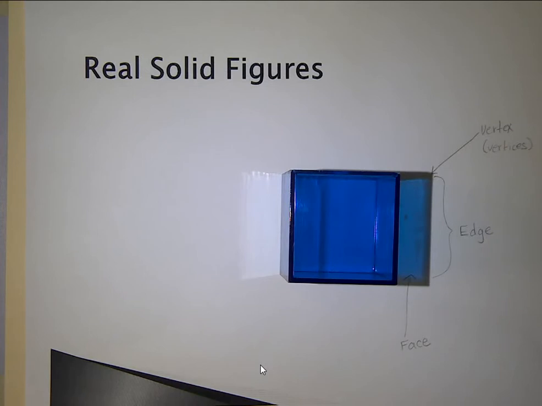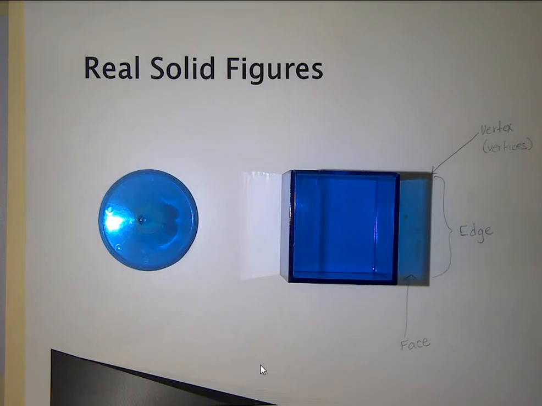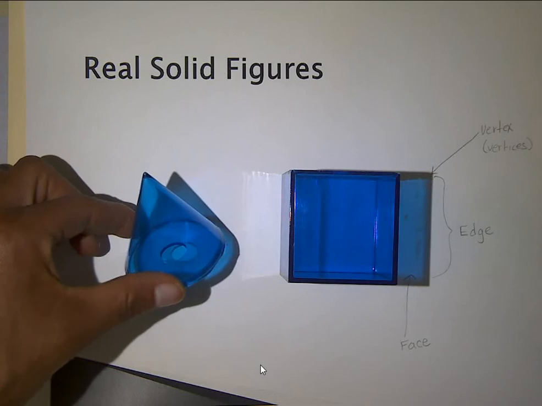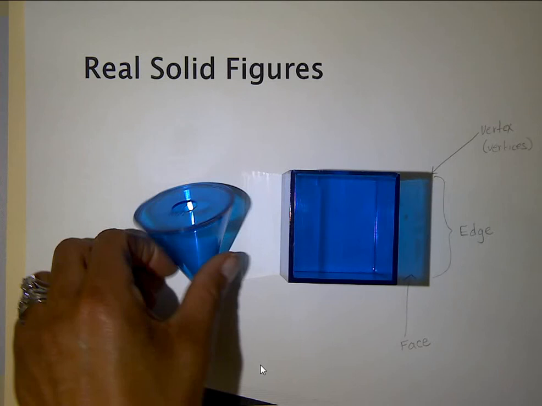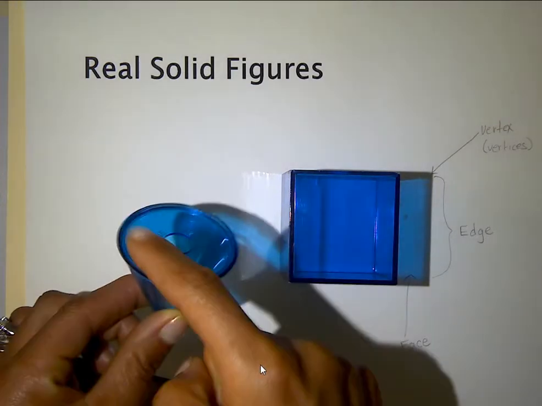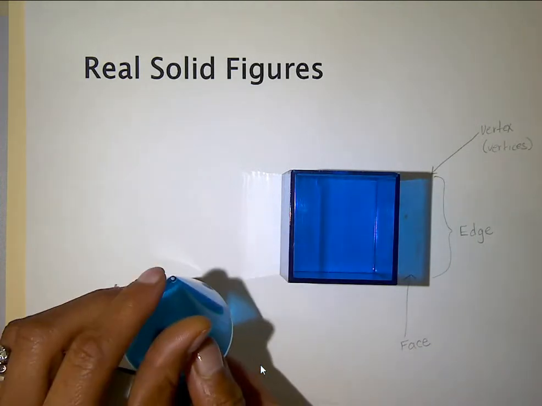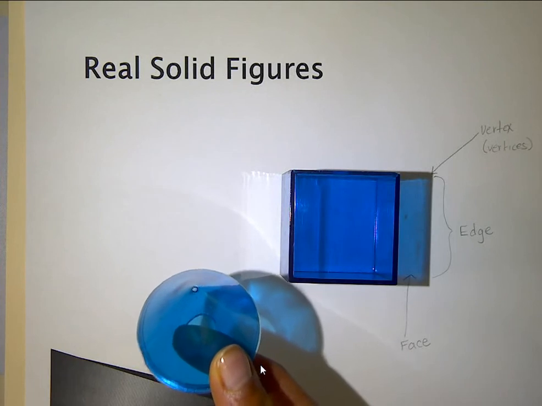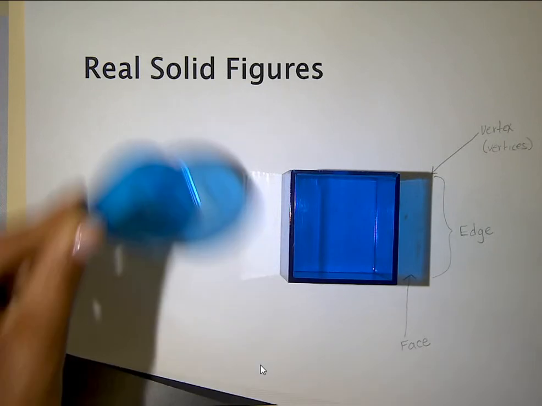Let's look at another one. Can you tell me what this one is called? That's right, this is called a cone. It has one face and a vertex right here on the side. So that is a cone.